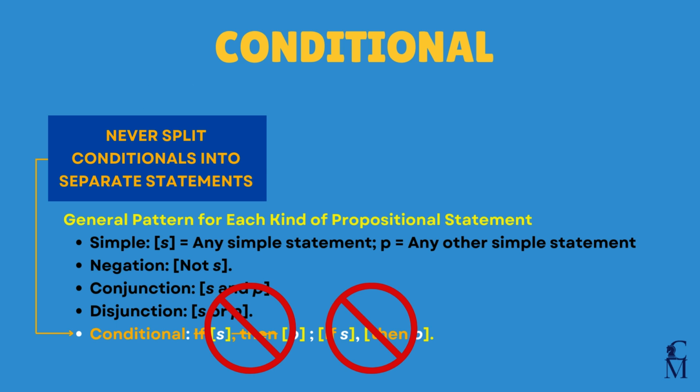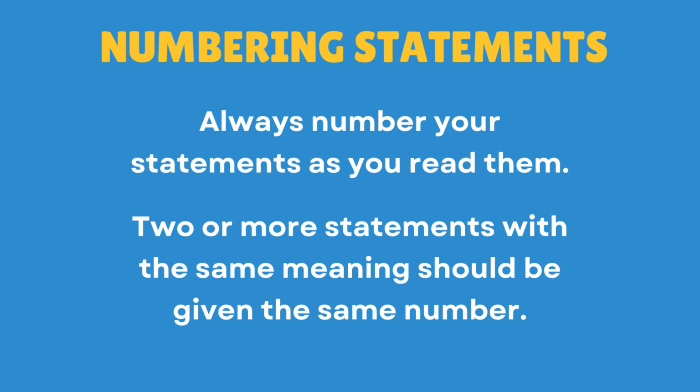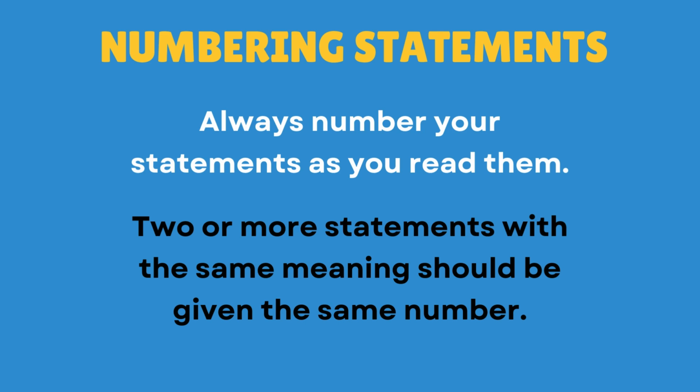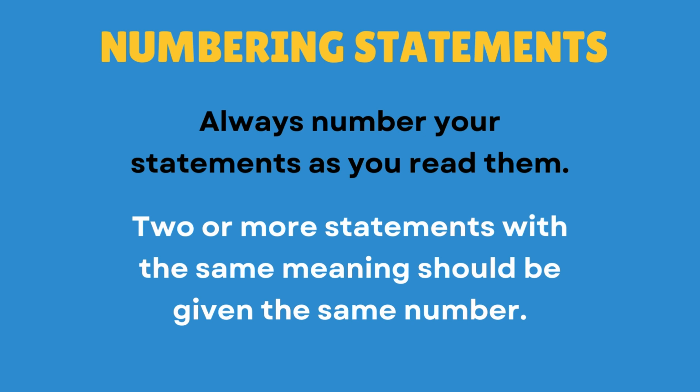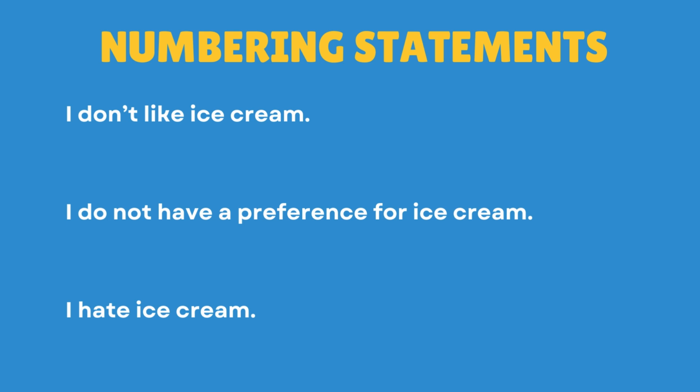Finally, as we discussed in previous lessons, when bracketing and numbering statements, you always number your statements as you read them. Furthermore, 2 or more statements with the same meaning should be given the same number. However, you should make sure that all the statements to which you are assigning the same number actually have the same meaning. For example, consider the following 3 statements. I don't like ice cream. I do not have a preference for ice cream.